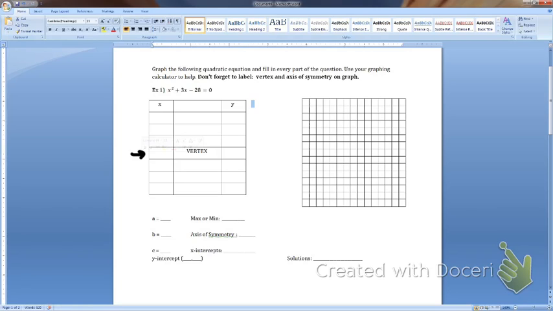Alright, so when we find a vertex and it's written in standard form, remember we need to do the opposite of b over 2a. So let's go down here and label our a, b, and c. Our a is 1, b is 3, and c is negative 28. Alright, so let's put that in.